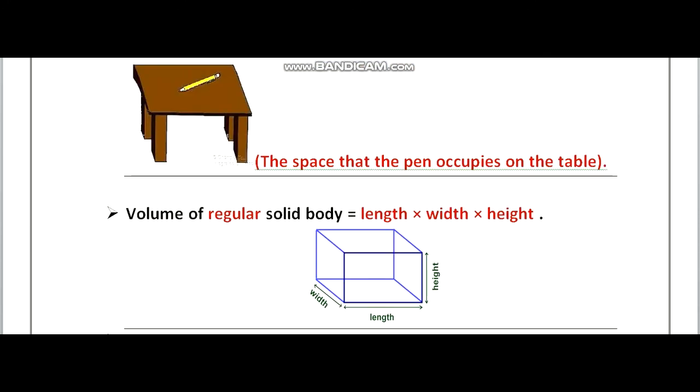Okay, this law says that volume equals length times width times height. The measuring unit of length is meter. The measuring unit of width is meter. The measuring unit of height is meter. So the measuring unit of volume equals meter times meter times meter. This equals cubic meter. Okay?